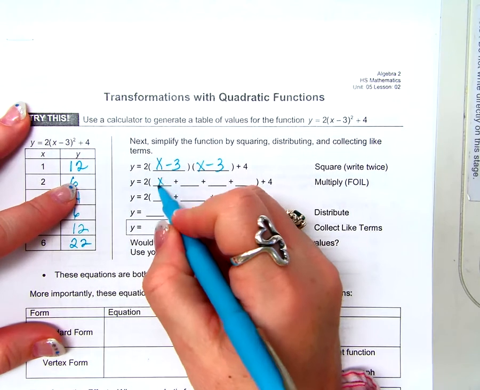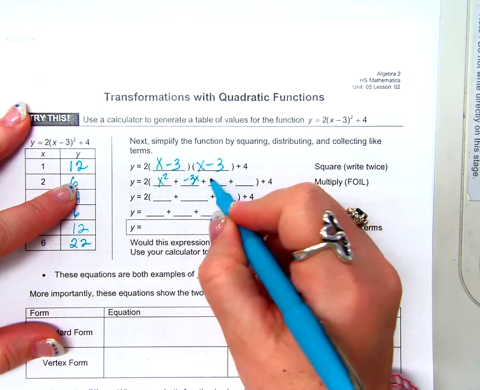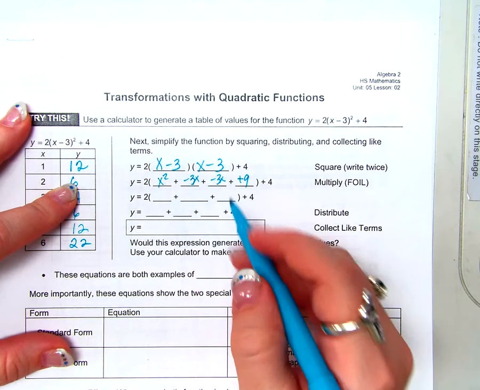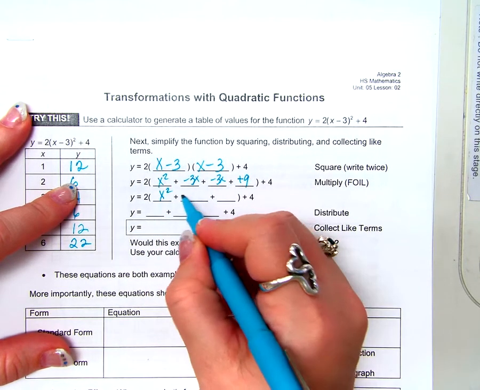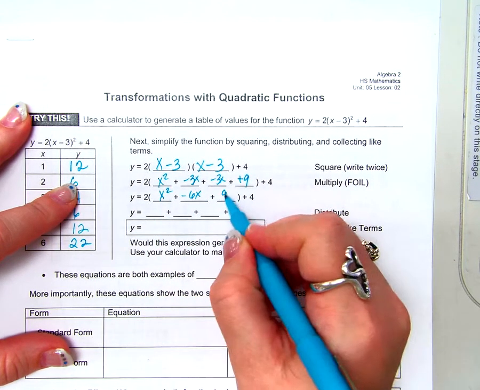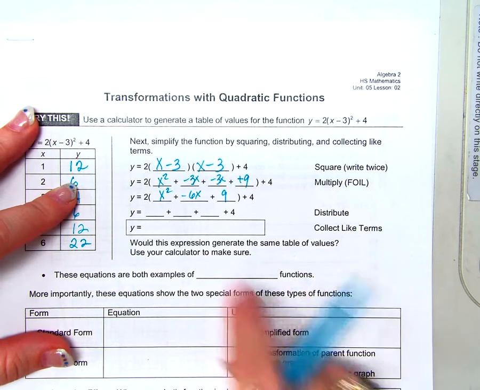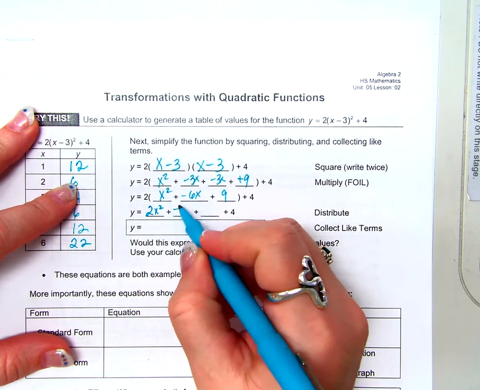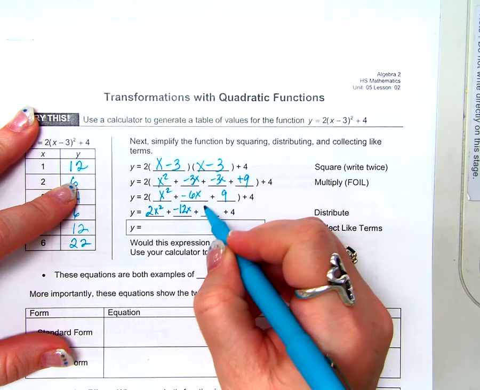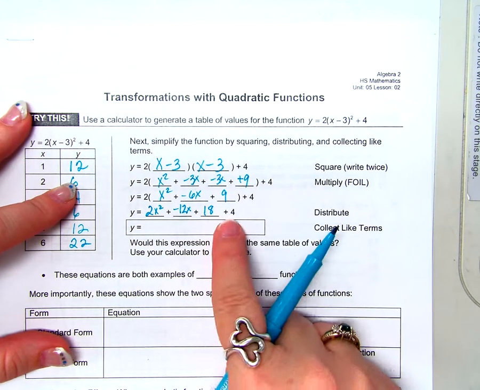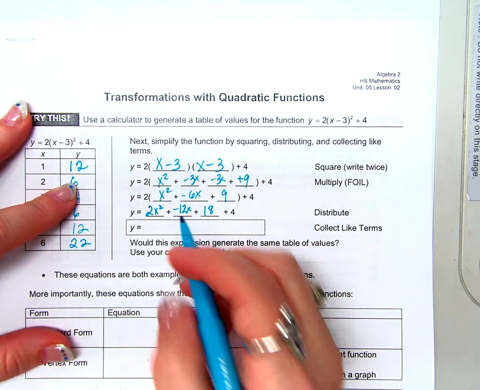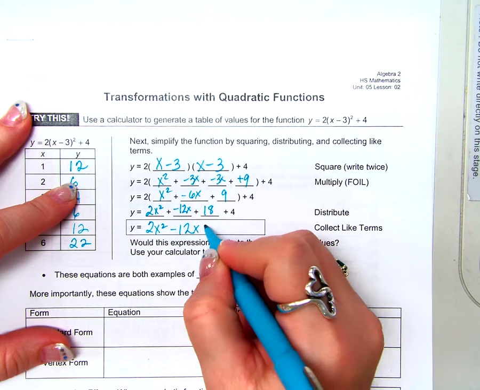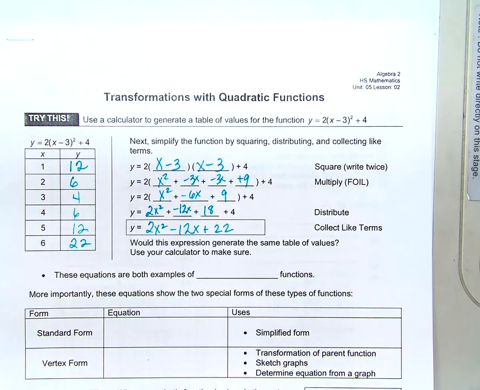So this is x squared minus 3x minus 3x plus 9. When I combine my like terms, x squared minus 6x plus 9, and then I multiply everything by 2, and I get 2x squared minus 12x plus 18, and then I still have this pesky 4 out here. 2x squared minus 12x plus 22.